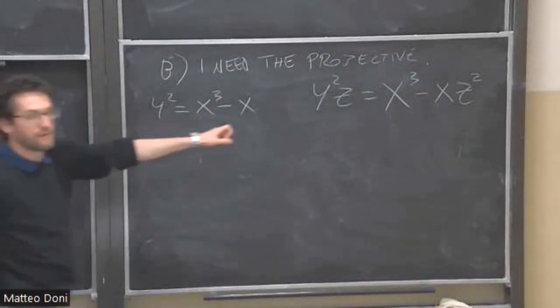Because you can immediately see that in the projective plane, P2, this curve always has a solution, which is this point. It is in particular a solution which is not related to the affine version of the curve, because you see here that I'm taking z equals 0. So this is a point at infinity, in fact, that is not described by this equation.